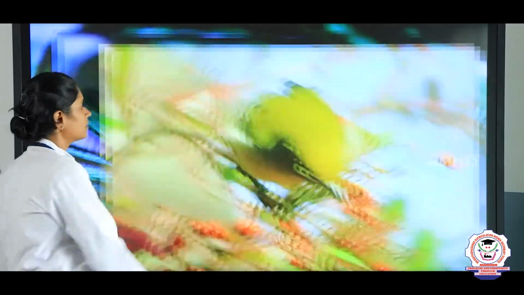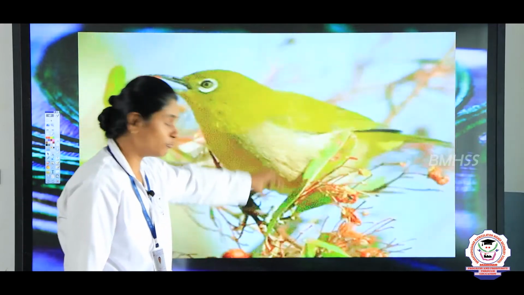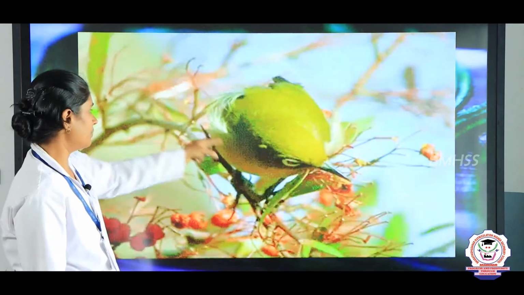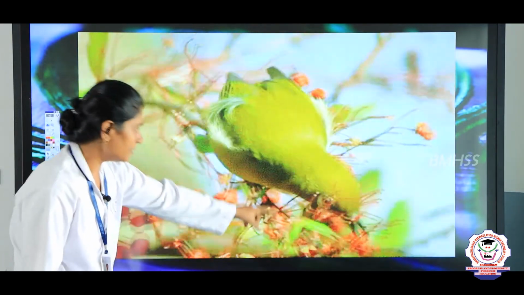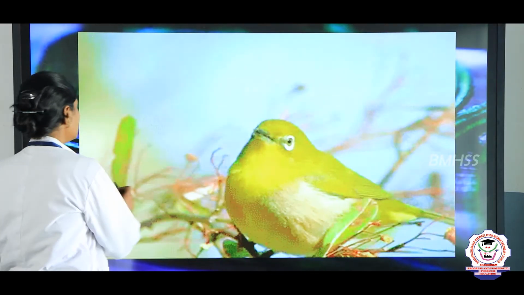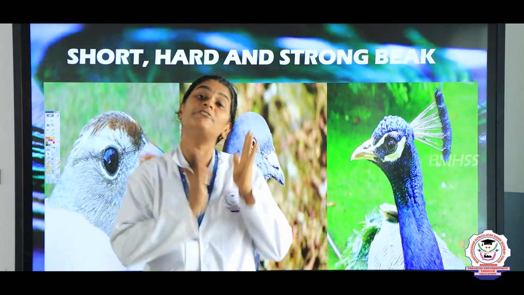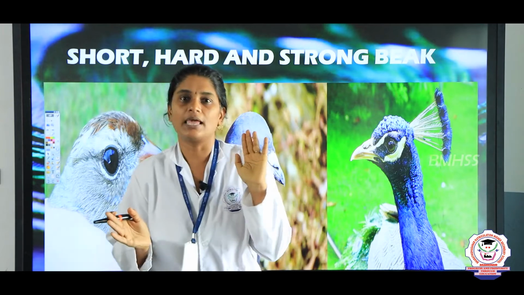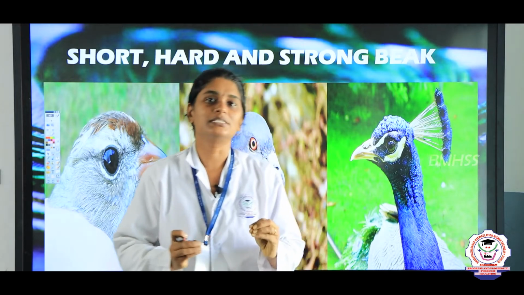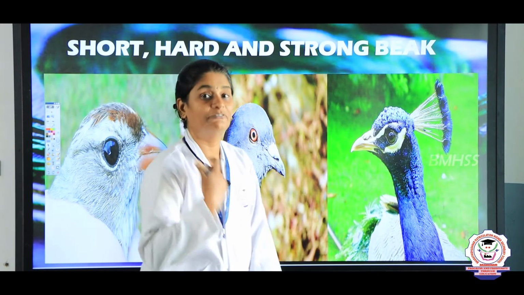And most of the birds swallow food, I mean they eat fruits, nuts and worms using the beak. So you can see a bird here which eats the fruit with the help of the beak, right? Now we can see different types of birds have different types of beak. So we cannot say all birds have the same type of beak. Let's see which birds have different types of beaks.